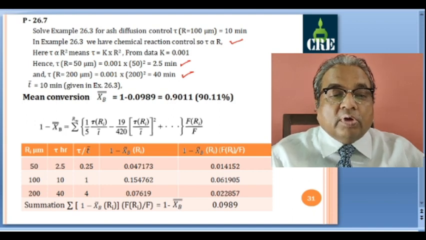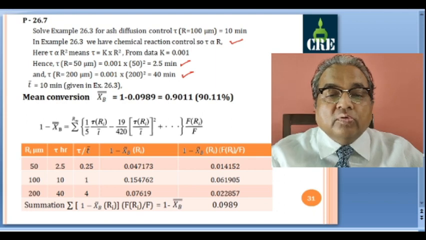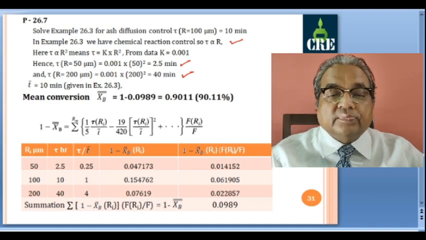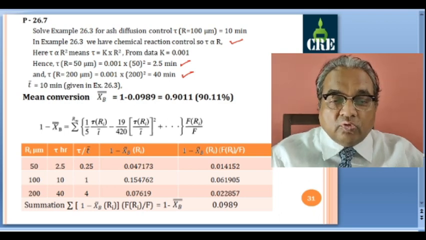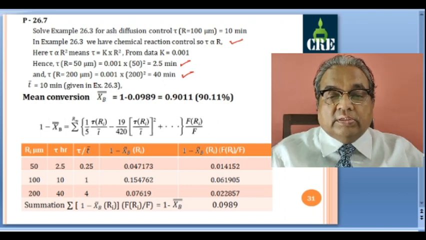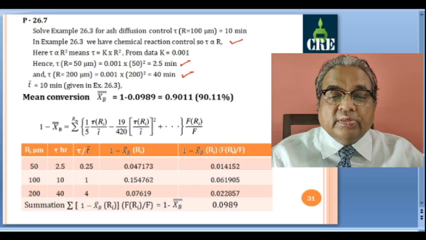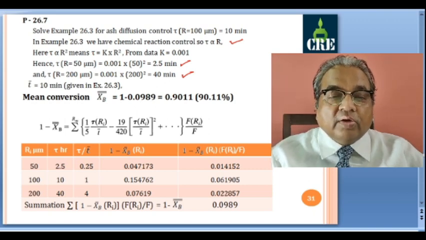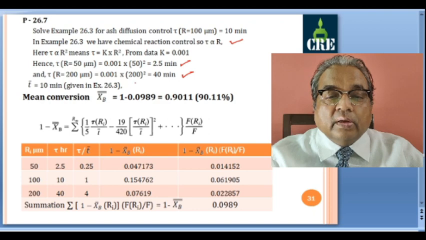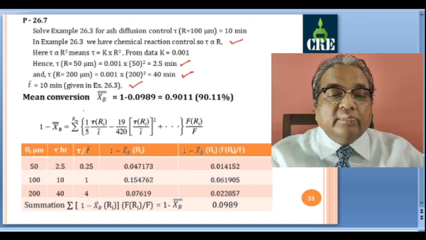Okay. So what we are trying to find out here is the mean conversion. Now we have three different sizes and mixed flow. So XB bar is for all ages, and if you further sum up for all sizes it becomes XB double bar. So XB double bar, the mean conversion for the mixture of three different sizes, 50 micron, 100 micron and 200 micron, I have to find out. T bar is equal to 10 minutes, and that is given in solved example 26.3.